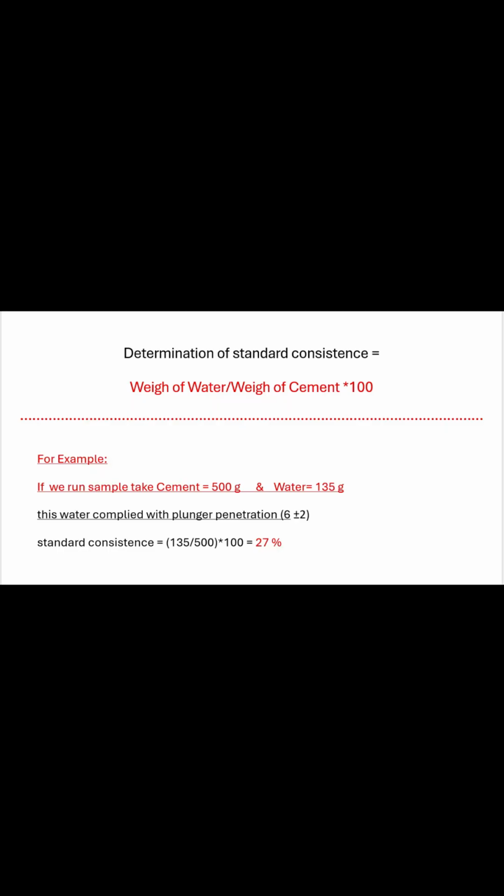Determination of standard consistence equals weight of water divided by weight of cement multiplied by 100. For example, if we run a sample with cement equals 500 g and water equals 135 g, this water complied with plunger penetration, 6 plus or minus 2. Standard consistence equals 135 divided by 500, multiplied by 100, which is equal to 27%.